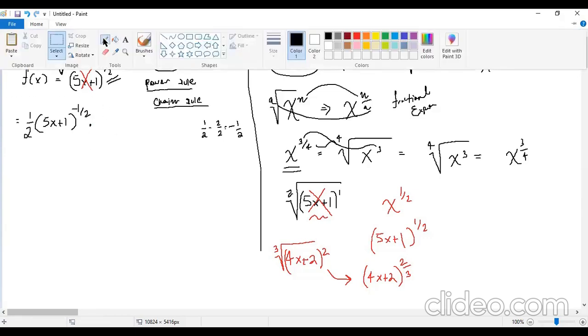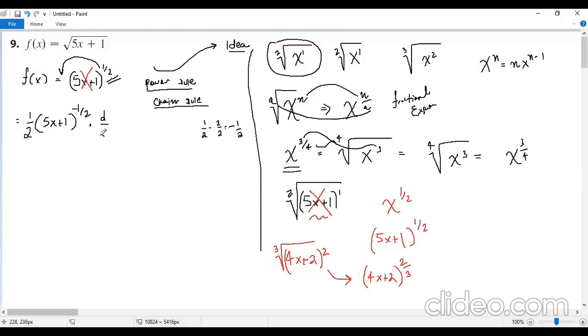So what we're going to say here is times the derivative of 5x plus 1. So we're not taking the derivative of 5x plus 1 and putting it in these parentheses. No, this is part of our answer, right? We're just multiplying this by the derivative of 5x plus 1. So we took the derivative of that, and now we're multiplying by the derivative of the inside function.